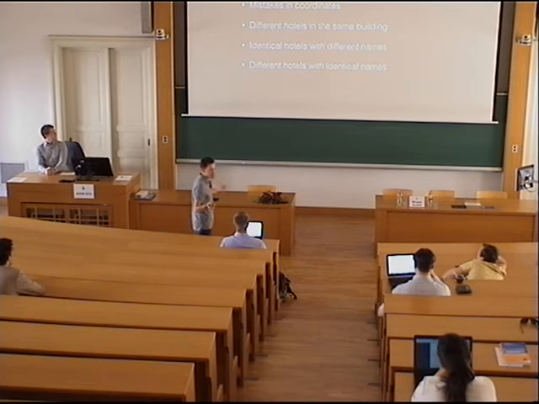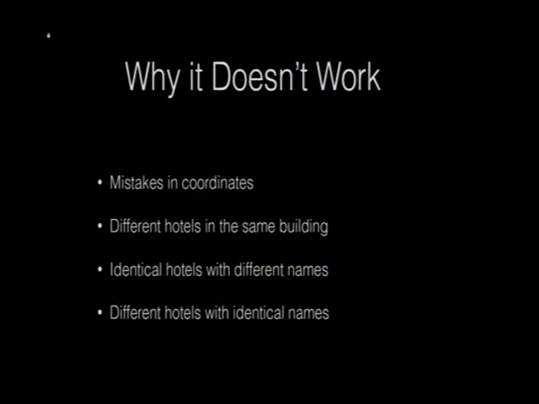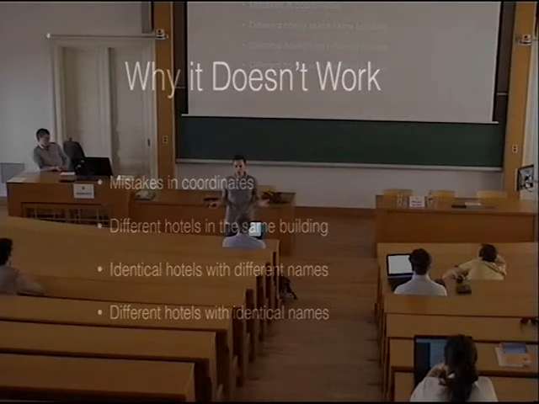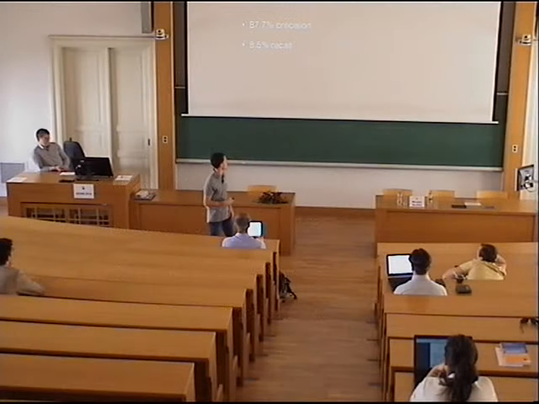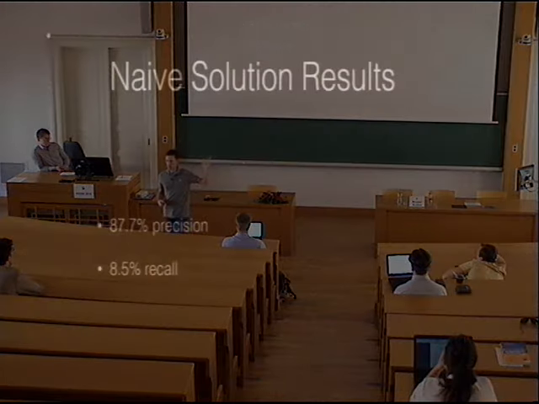So to just summarize, there are mistakes in coordinates. Sometimes you have different hotels in the same building. Sometimes you have identical hotels with different names. And sometimes you have different hotels with identical names. So we were discouraged with this result, and you see that the numbers with this naive approach were not very good. So the precision wasn't even high enough. Recall is okay, but even precision wasn't.